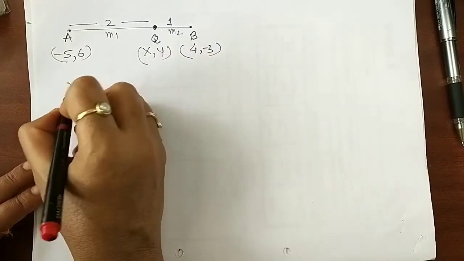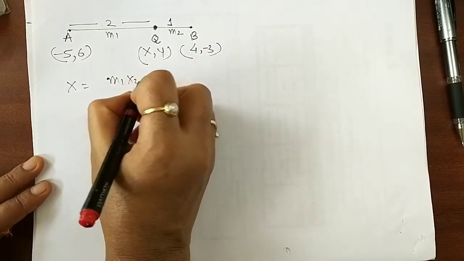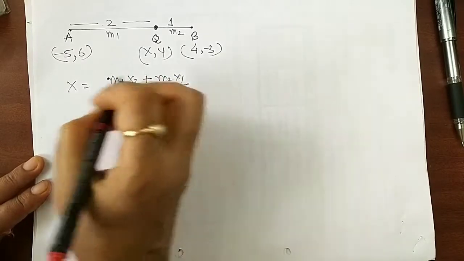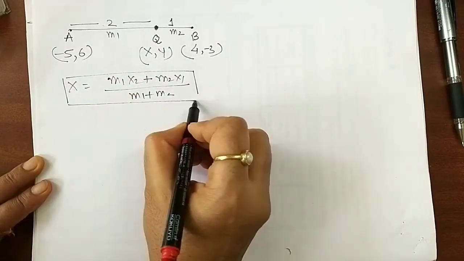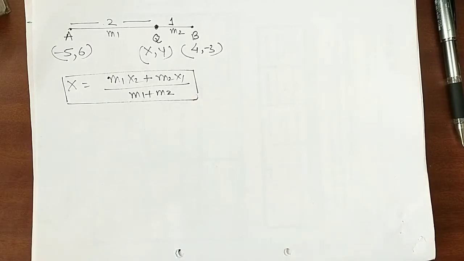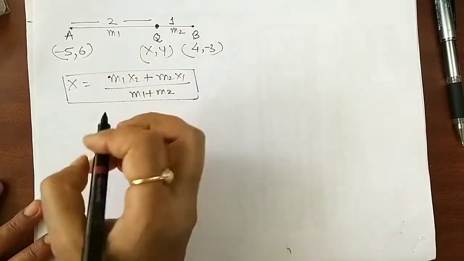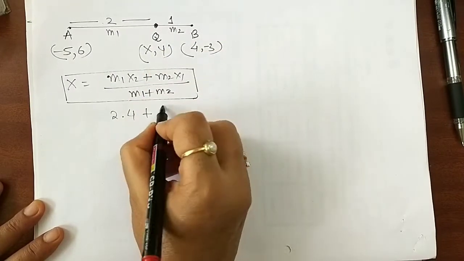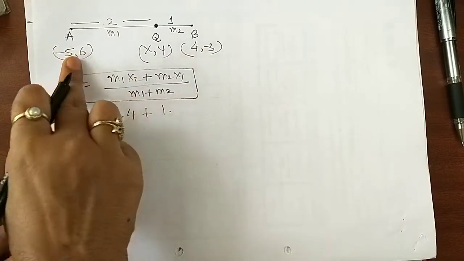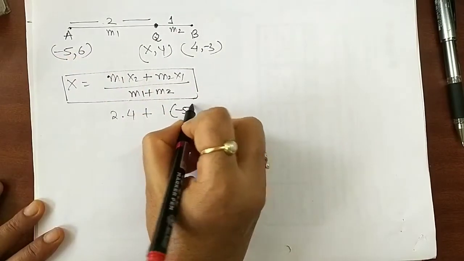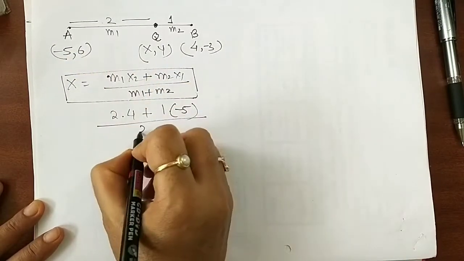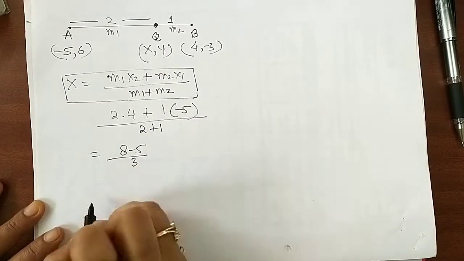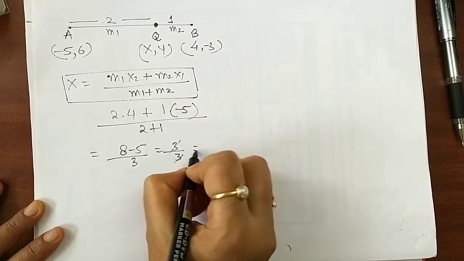This is my aim. So x is, guys, M1 x2 plus M2 x1 by M1 plus M2. Always mention the formula so that you don't make a mistake. Okay, so M1 is 2 into 4 plus 1 into x1, which is minus 5, by M1 plus M2, which is 2 plus 1, which is how much? 8 minus 5 by 3, which is 3 by 3, which is 1.